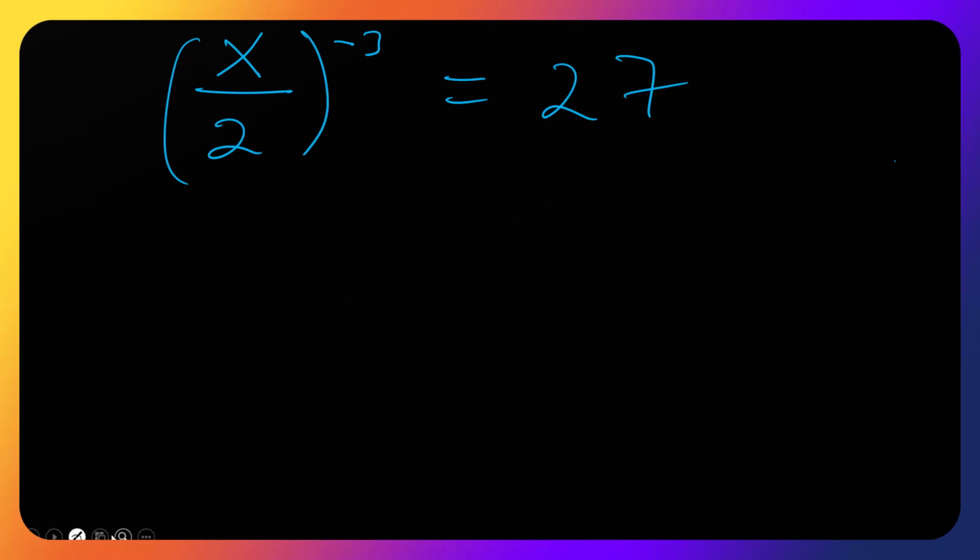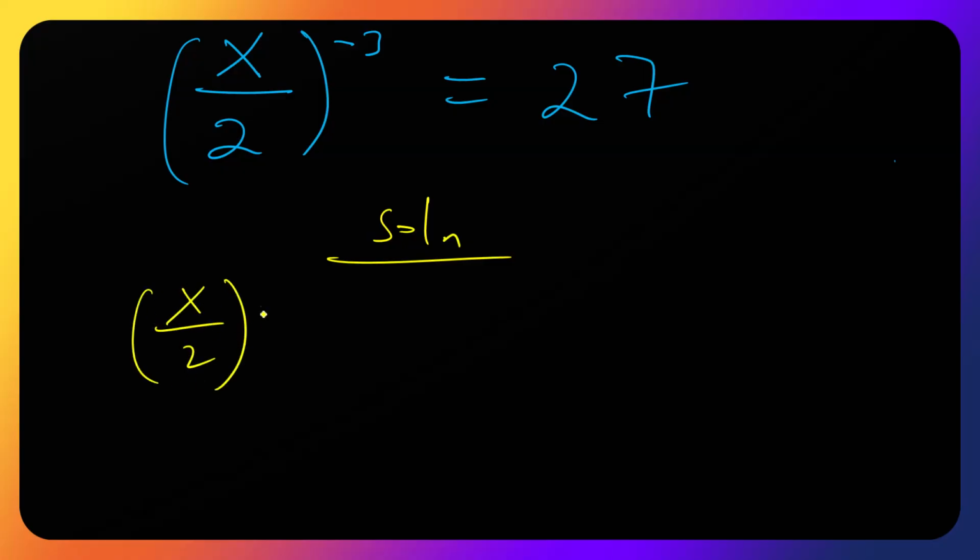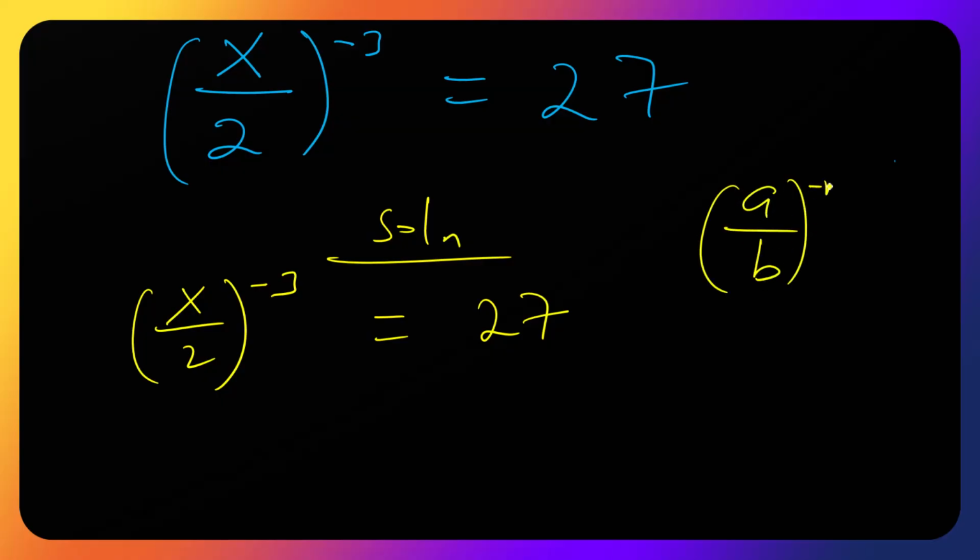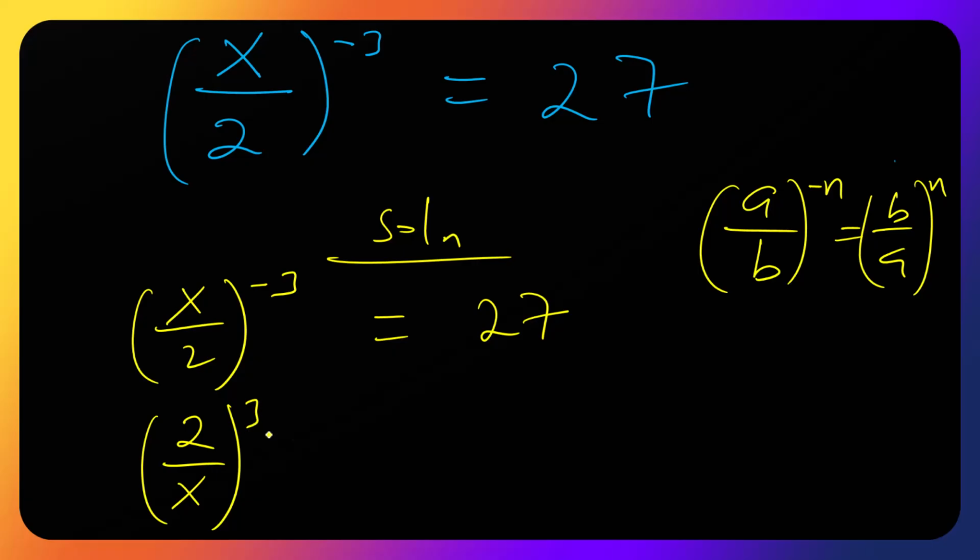Now let's look for all the solutions here. So we are given 2 on x, exponent minus 3, equals 27. Now before we even start, let's understand that a on b, all raised to minus n, is the same as b on a, all raised to n. So this side will be 2 on x raised to 3.